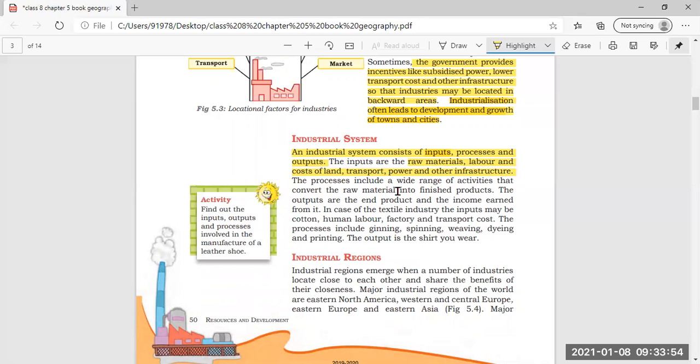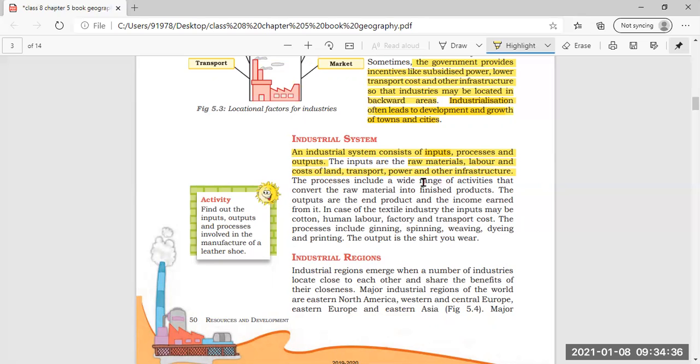Whatever you are putting into the industrial system to set up that particular industry, that is the raw material you are using for that industry, the labor force, the cost you have paid for buying that land, then the transportation system, power, and anything you have done for the infrastructure to make that industry more powerful or more attractive. All these things you have put in the industry for its benefit are considered as input.